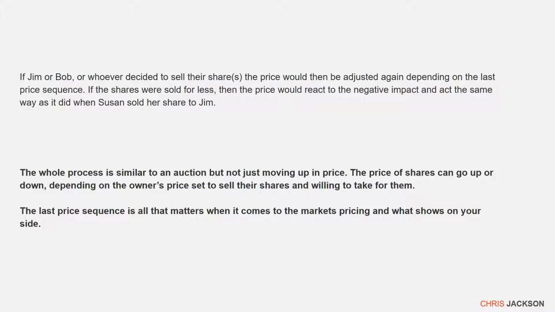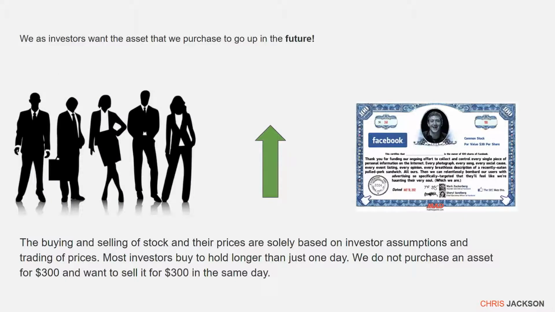The whole process is similar to an auction, but not just moving up in price. The price of shares can go up or down depending on the price the owner sets to sell their shares and what buyers are willing to pay. The last price sequence is all that matters when it comes to the market's pricing and what shows on your screen. I don't want to go further than that. I just want you to understand how the prices work and how they're sold on the market. It's basically the last price sequence.